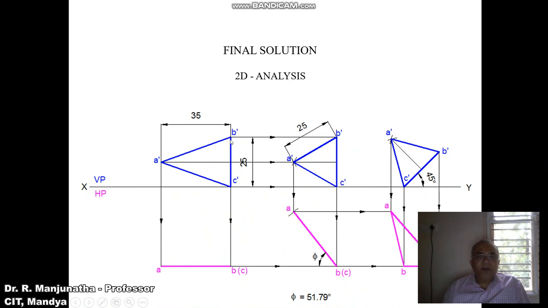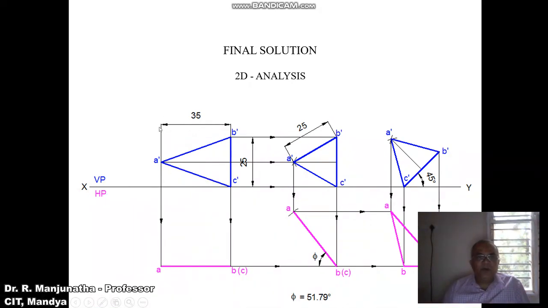Then you mark the points B dash and C dash, and you take the midpoint of the 25 mm and mark this point. From this point you measure 35 mm and draw a perpendicular line to B dash C dash. You measure 35 mm from here to here, that is the perpendicular distance, and you mark this point as A dash. Then join A dash to C dash, A dash to B dash, and B dash to C dash, and this will become the isosceles triangle of 25 mm long base and 35 mm altitude.